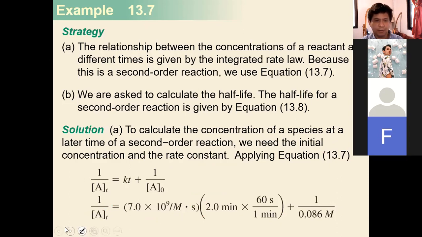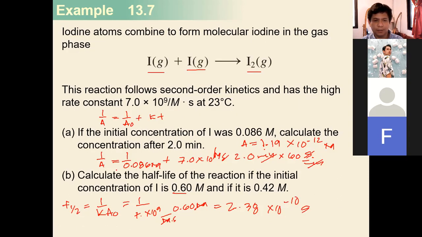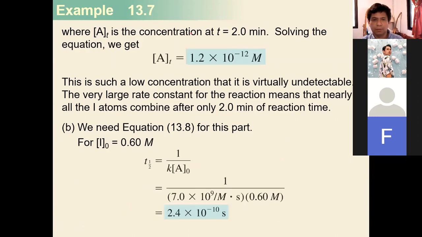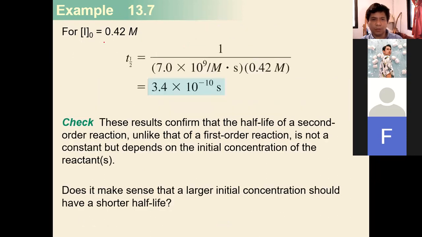Tingnan natin kung tama yung sagot natin. First answer is 1.19 times 10 to the negative 12. The second one is 2.38 times 10 to the negative 10 seconds. So ito yung unang sagot, 1.19 is 1.2 times 10 to the negative 12. Tama. And then the second one, yung half-life niya is 2.4 times 10 to the negative 10. 2.38 is just the same, times 10 to the negative 10 seconds. Yung second question, yung 0.42 molar, ganun din naman. So you're probably going to get this one: 3.4 times 10 to the negative 10 seconds.